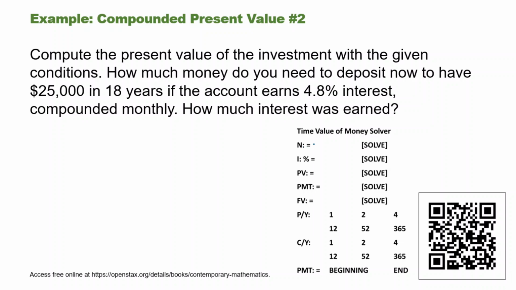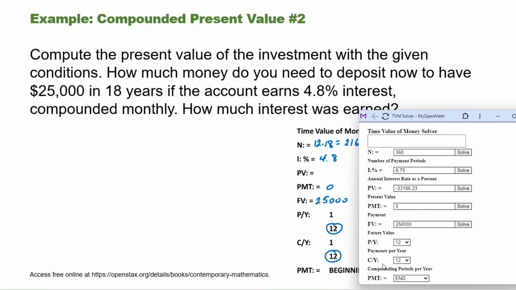So capital N will be equal to 12 times 18, because that is 12 times a year, monthly, for 18 years, which is 216 for capital N. I percent is 4.8. Present value is unknown, so I'll circle solve on that line. Payment is 0. Future value is $25,000. And once again, because we're monthly, P/Y and C/Y will be 12, with payment being at the end or the beginning doesn't matter because there is no payment.